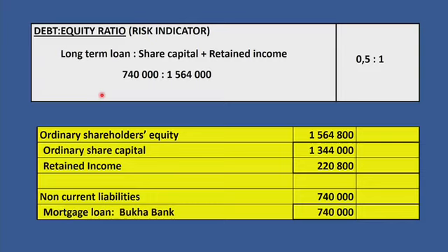This is the one that I said is so important. Do we understand that the risk in this case is relatively low because my long-term loan only forms half of my equity? So the shareholders have contributed more than what the bank has contributed. And this company, because the risk is relatively low, 0.5 or below to 1, can make use of more loans.